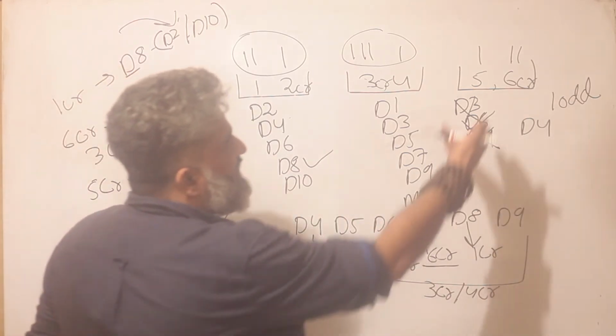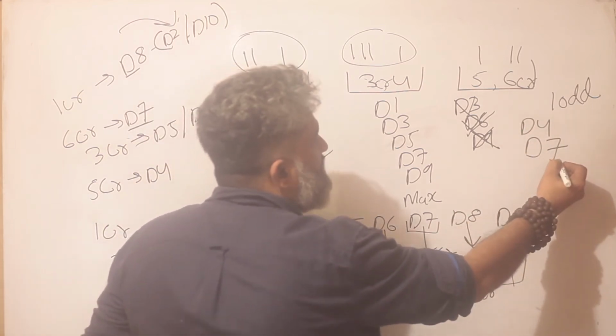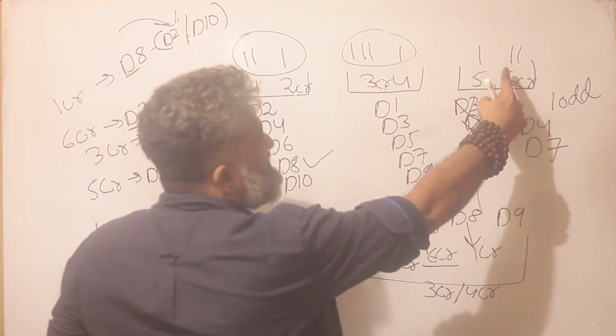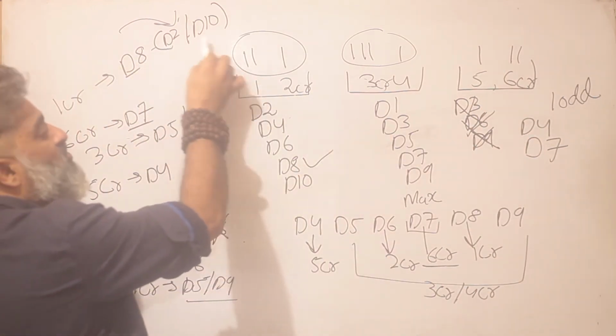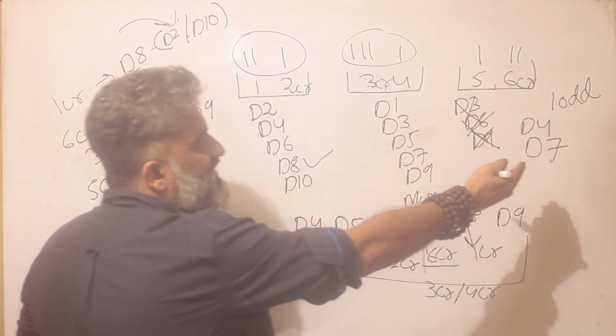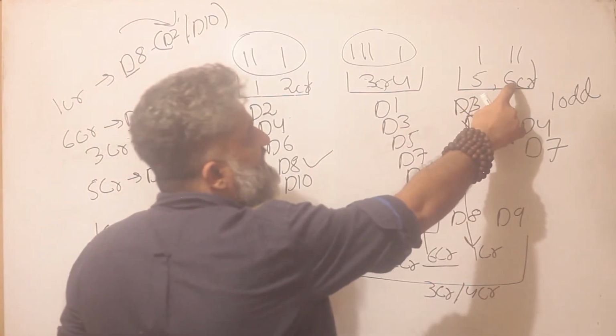Let me reflect that information in all scenarios. D7 has definitely gone here. I know there are 3 people in this category, D7 and D4, and one of D2 or D10 will come to this category. And whoever comes, D2 or D10, is going to be in the 6 crore possibility.